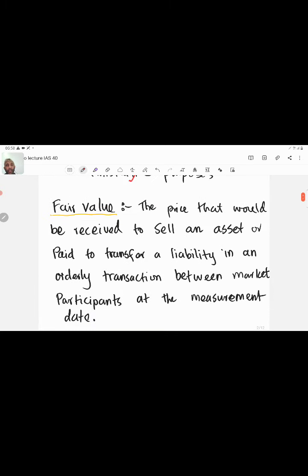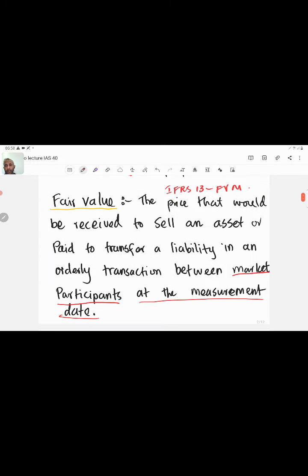Fair value: the price that would be received. This definition is derived from IFRS 13, Fair Value Measurement. The price that would be received to sell an asset, or paid to transfer a liability in an orderly transaction between market participants at the measurement date. So that is fair value.